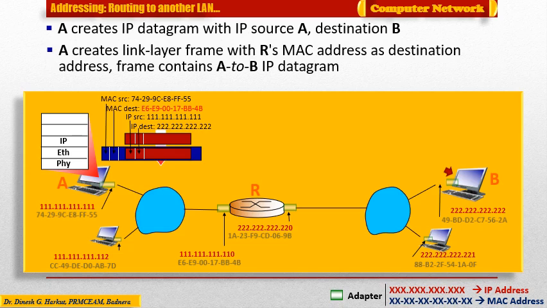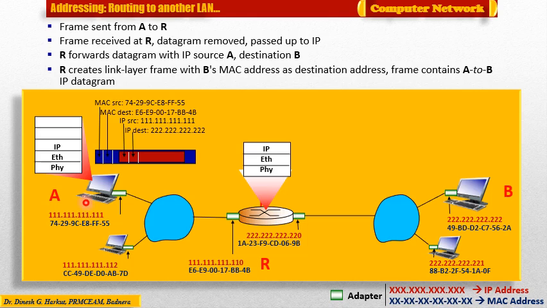A creates a link layer frame with R's MAC address, not the destination MAC address. Once the sending adapter has the MAC address of this particular router's adapter, it creates a frame. That is, a datagram is inserted in the frame, and the frame consists of two MAC addresses, that of the source and the destination MAC address of that router's interface.